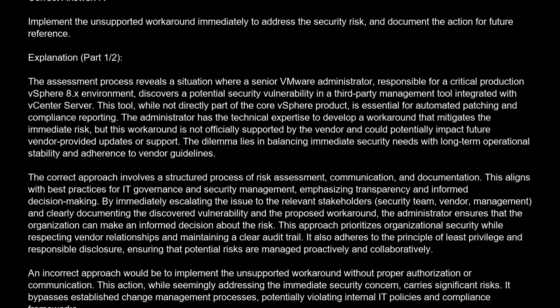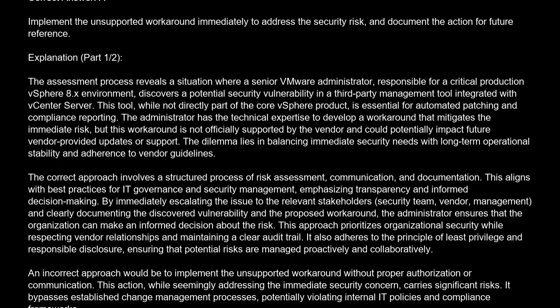The correct answer is A. Implement the unsupported workaround immediately to address the security risk and document the action for future reference. Explanation. The assessment process reveals a situation where a senior VMware administrator, responsible for a critical production vSphere 8X environment, discovers a potential security vulnerability in a third-party management tool integrated with vCenter Server.